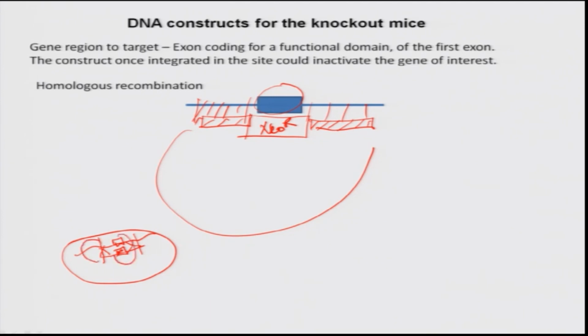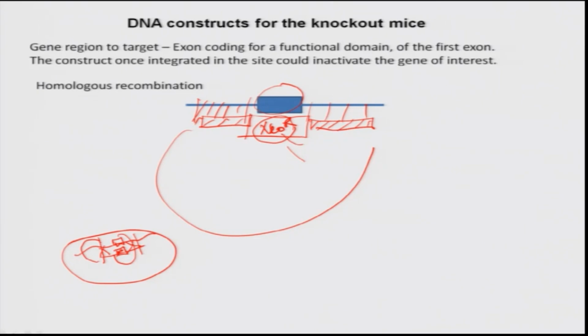We will explain it in the next slide. And then how do you select these cells? Now, you can grow the cells in the presence of an antibiotic called neomycin, and cells that do not have this protein coded by the neomycin resistant gene would die. So, in other words, cells that survive in a medium containing neomycin are those cells in which your DNA is integrated in the genome and it is coding for the neomycin resistant gene.